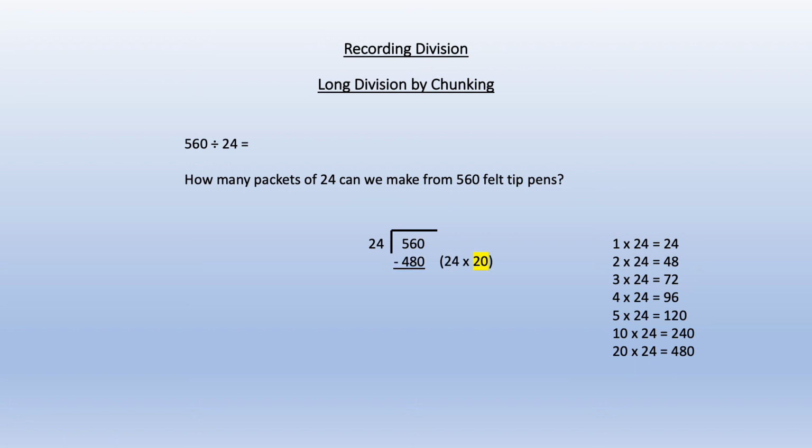We multiply 24 by 20 to arrive at the first chunk that we can subtract from 560. So we take 480 off 560. That leaves us with 80. We then ask how many 24s go into 80, which we can see from our multiples is 72. Taking this away from 80 leaves 8. Giving the answer of 23 remainder 8. Putting the answer back into the original question gives us 560 divided by 24 equals 23 remainder 8.